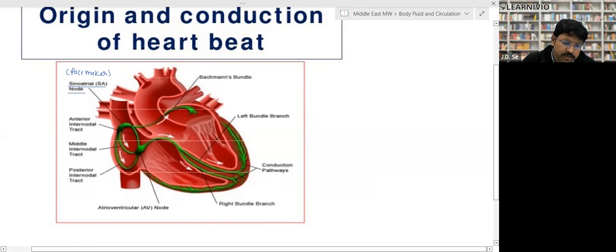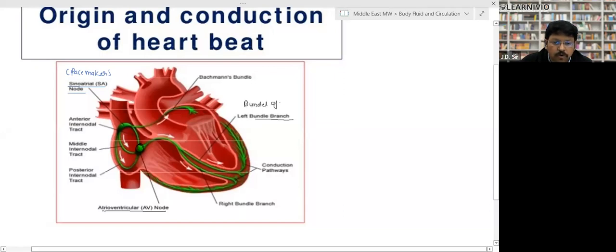Heartbeat originates from here, and from here it goes into another node-like structure, called the AV node, atrioventricular node. So this is the SA node and this is the AV node. From the SA node the heartbeat originates, and these neurons bring the heartbeat to the atrioventricular node. From the atrioventricular node there is a wire-like structure in the middle of our heart. This wire-like structure is called the bundle of His. This is called the bundle branch.